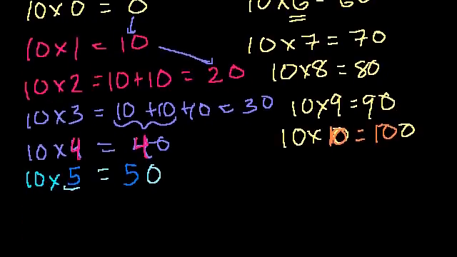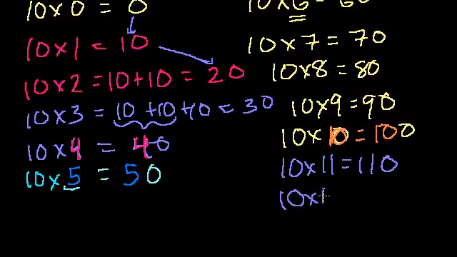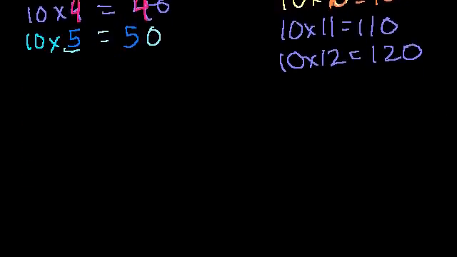Let's keep going. So 10 times 11 is equal to 11 with a 0 behind it, 110. Finally, 10 times 12. 10 times 12 is equal to 120. Now, just for fun, these are your 10 times tables. But now that you know the pattern, you can do anything.